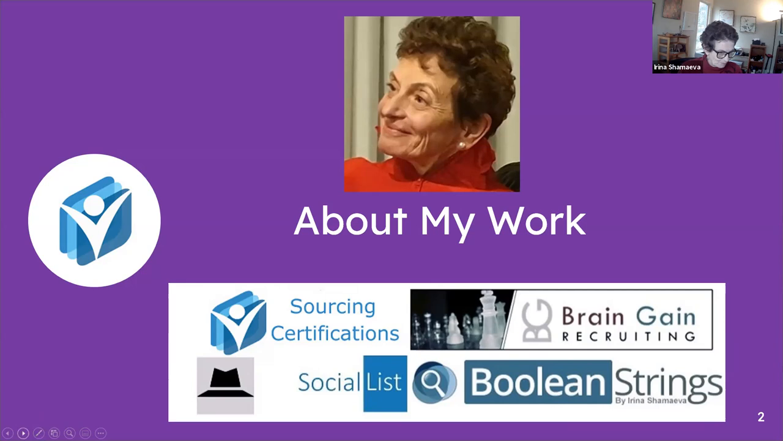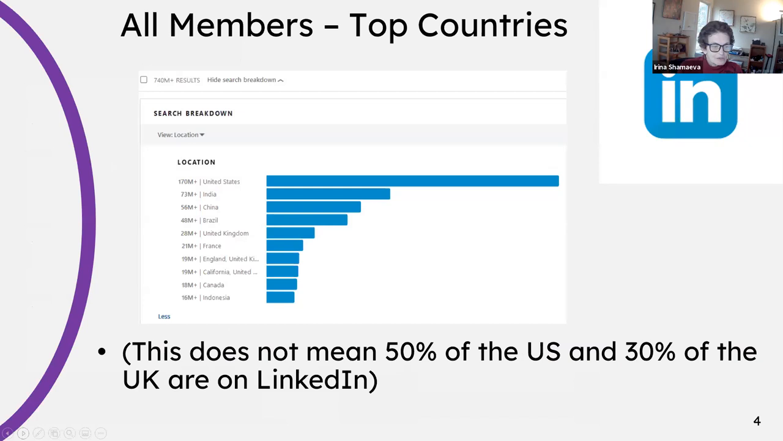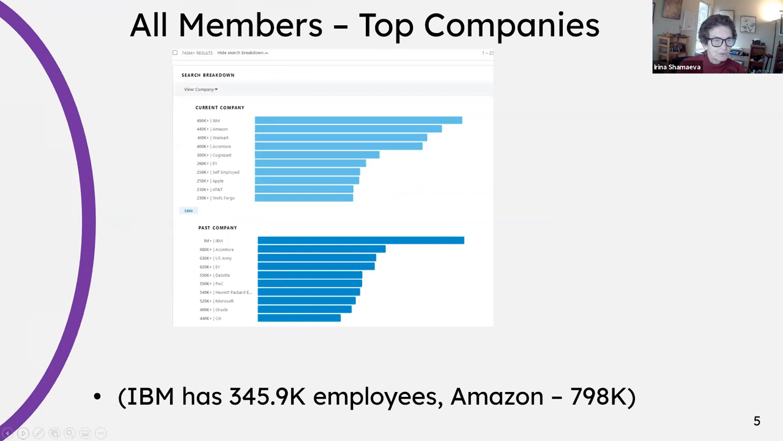So today's outline, we'll talk about a bunch of things all around how to find information on LinkedIn. This is a screenshot showing you LinkedIn statistics. Now, if you compare these numbers with the numbers of people in particular countries, it really does not mean that, say, half of the United States population is on LinkedIn. Why? Because there are tons of duplicate profiles, fake profiles, and so forth. And it's even worse with company employees. If you look at IBM employees, LinkedIn has more IBM employees than IBM itself. Amazon has twice as many, and I'll shed some light on why and how this happens.